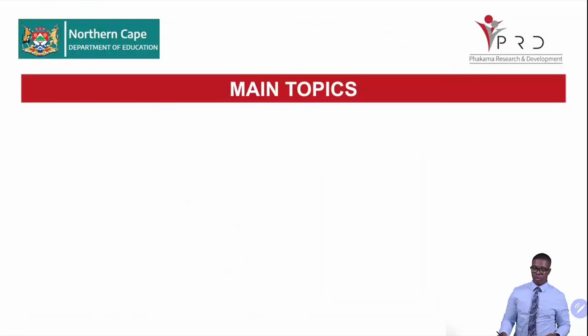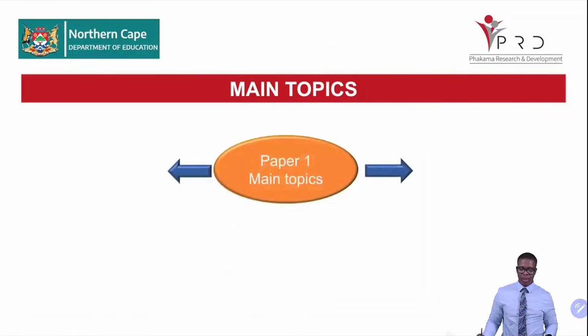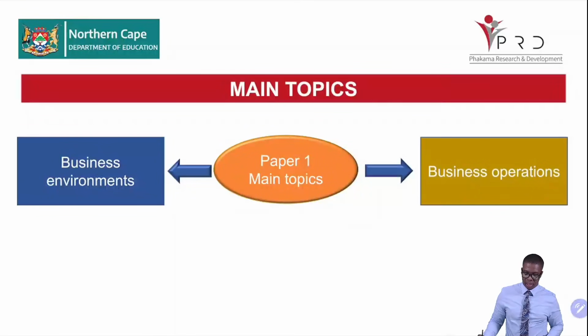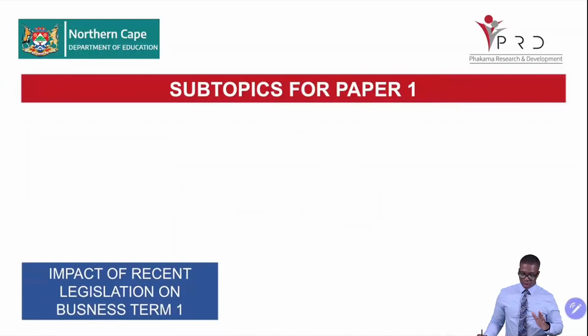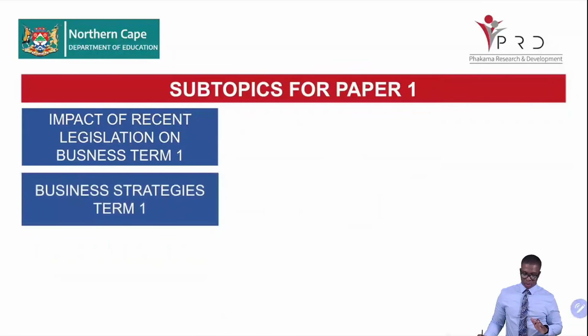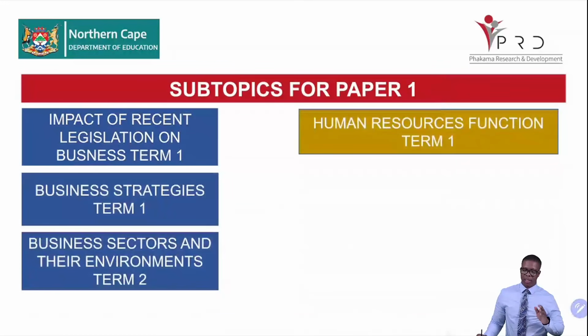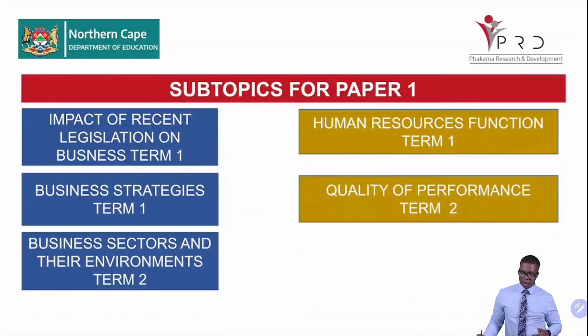Now let us look into the main topics again so that you become aware. You have business environment and you have business operations. Our revision is focused on what? The business operations. And these are the subtopics for business environment: the impact of recent legislation, the business strategies, the business sectors, and the environment. Under business operations, you only have 2: human resource function and quality of performance.